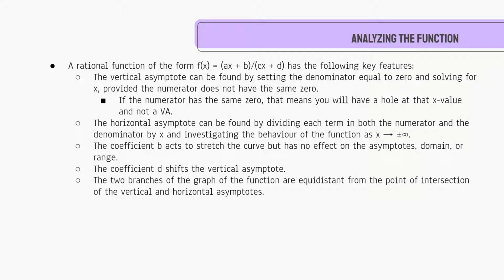Lastly, we could also analyze the two branches that are formed from these types of functions. What we know for sure is that the two branches of the graph are equidistant from the point of intersection of the vertical and horizontal asymptotes. This is a really big point that you have to learn just because it makes your graphing life so much easier. Just remember that they will be an equal distance away from the vertical and horizontal asymptotes. It just genuinely makes your life easier.